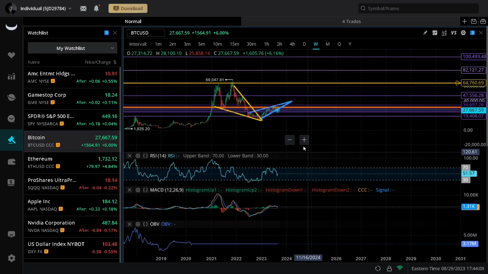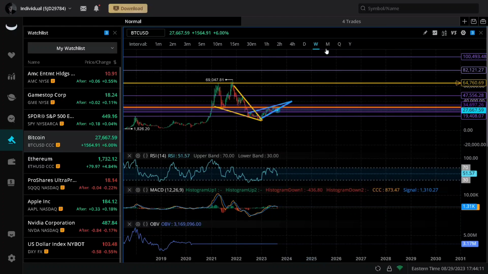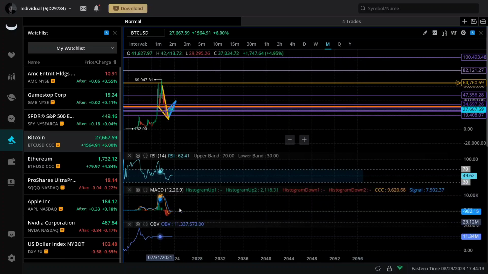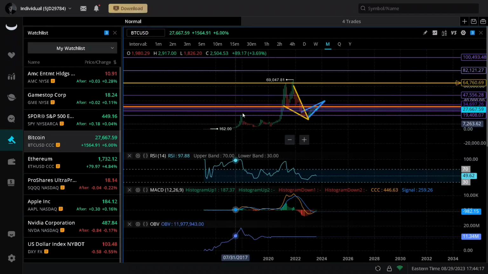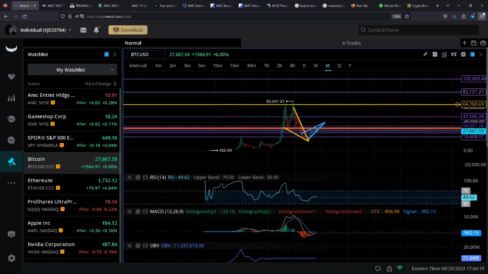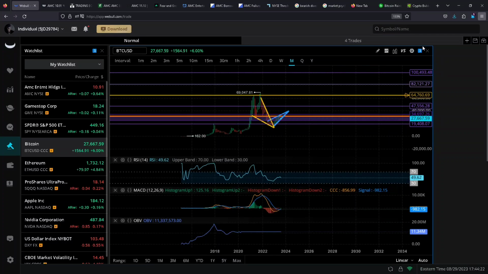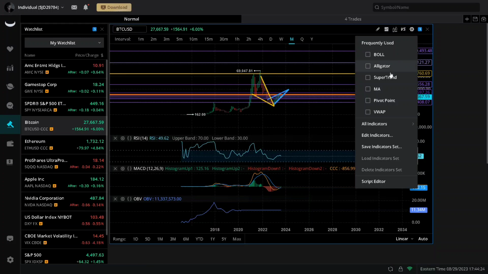If you go ahead and look at the weekly time frame and the monthly time frame, you will see on the monthly time frame we have a MACD flip. Every time the MACD flips on the monthly time frame, that correlates with massive runs to the upside. We also have buy signals here on the SuperTrend.